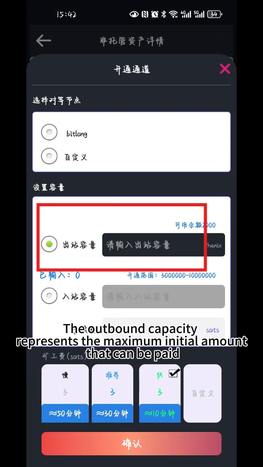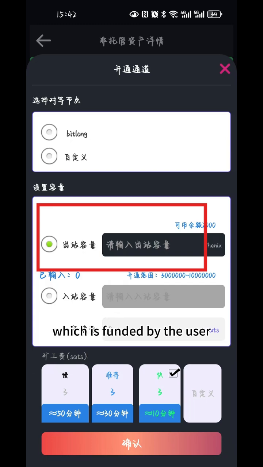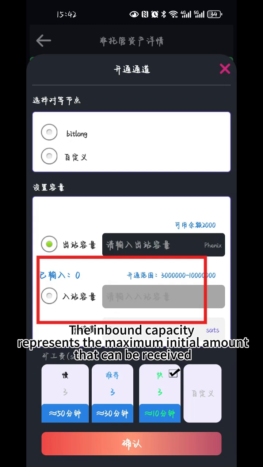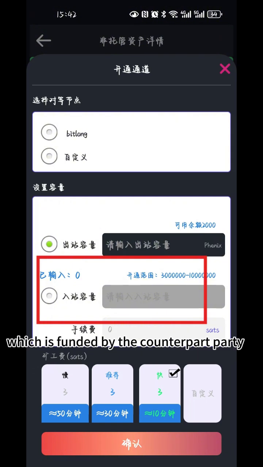The outbound capacity represents the maximum initial amount that can be paid, which is funded by the user. Attention! The user must have the corresponding on-chain assets. The inbound capacity represents the maximum initial amount that can be received, which is funded by the counterpart party, who usually charges a certain amount of fee.